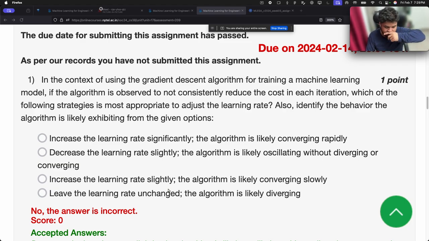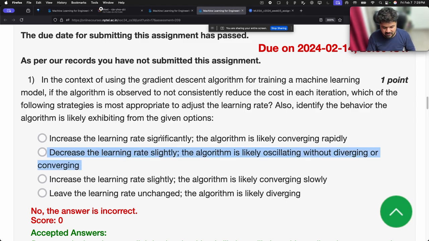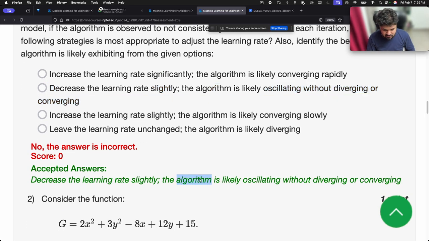It's jumping from here and here. Okay. So you have to reduce the learning rate so that it hops on that same curve properly. It should not jump to this side. So you have to decrease the learning rate slightly. The algorithm is likely oscillating without diverging or converging. This one is the correct option.